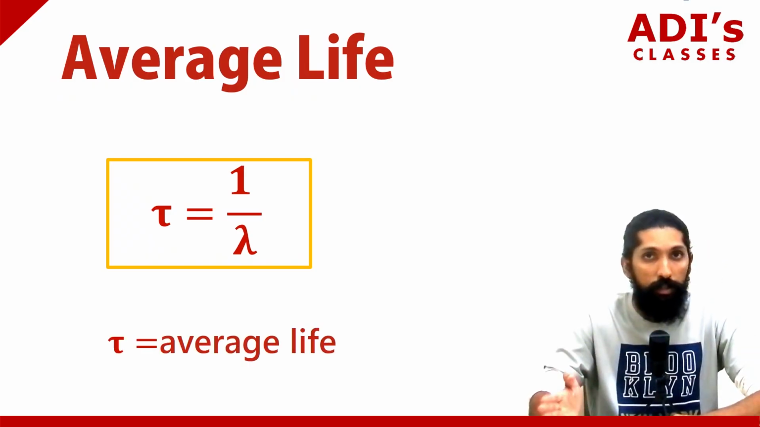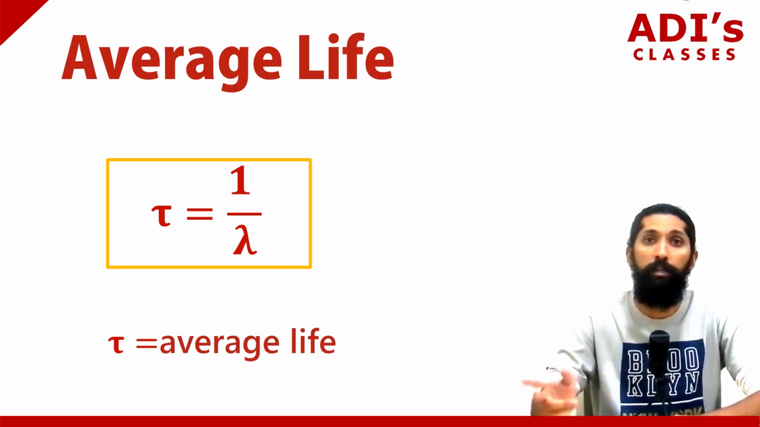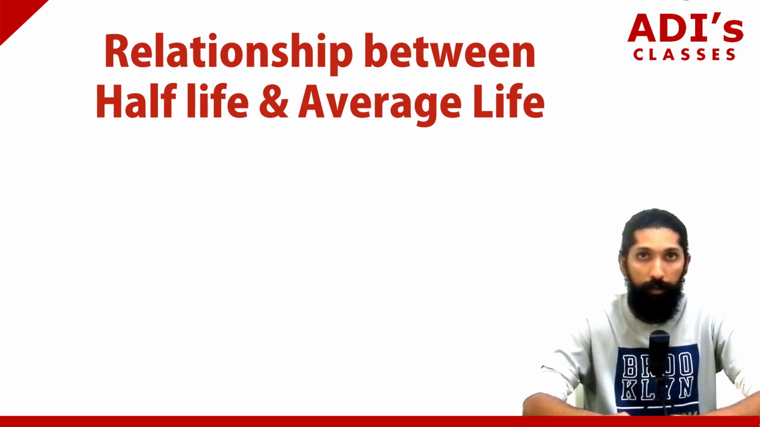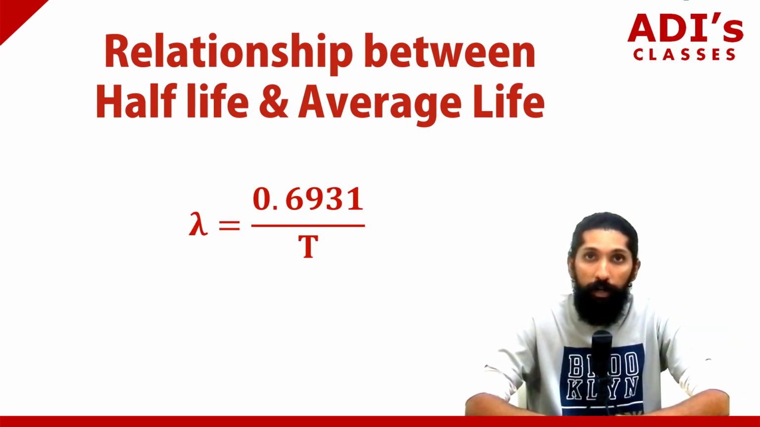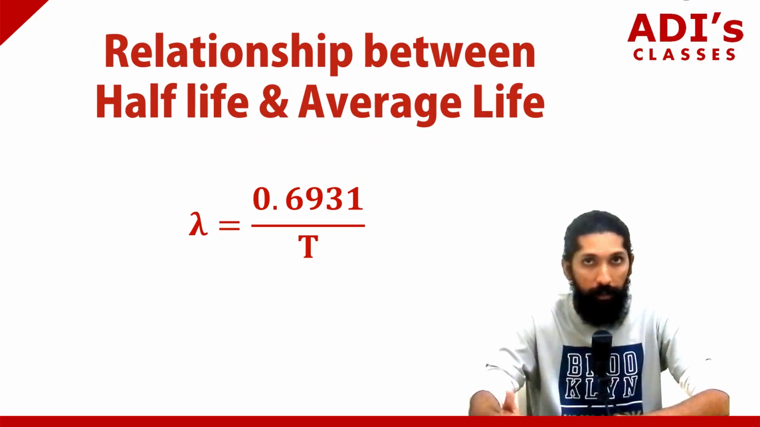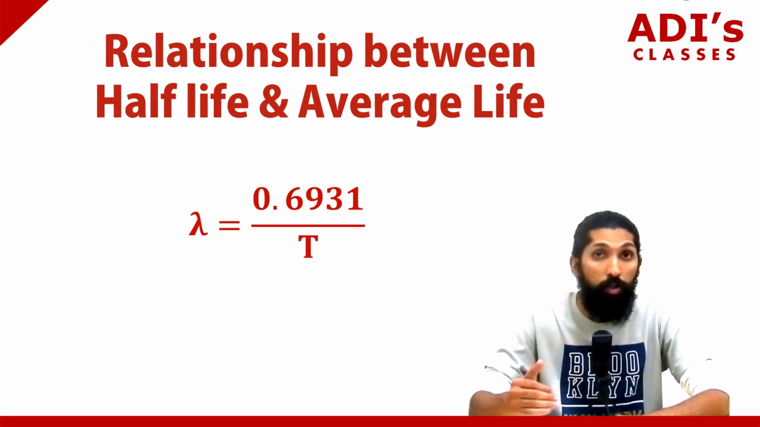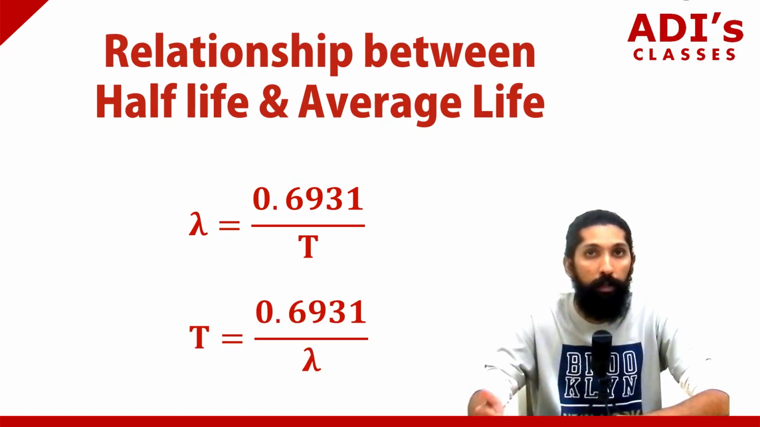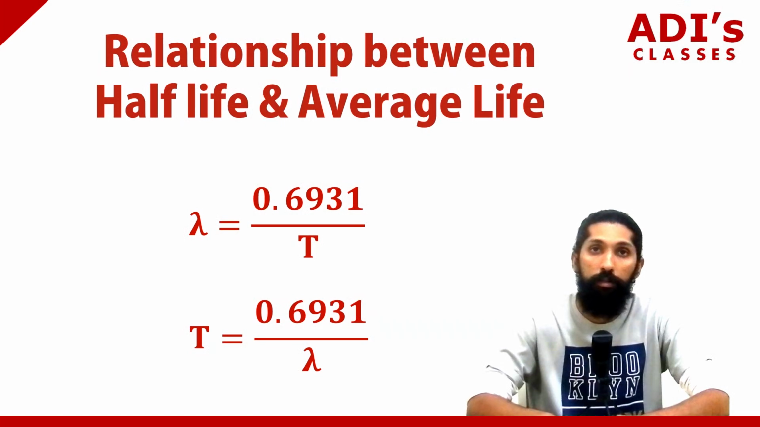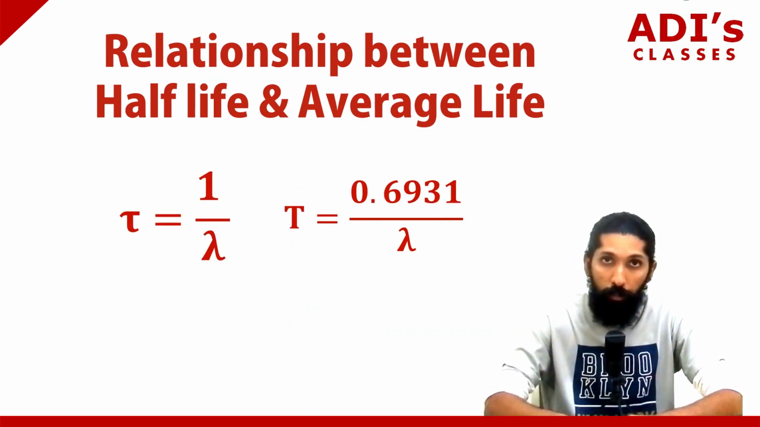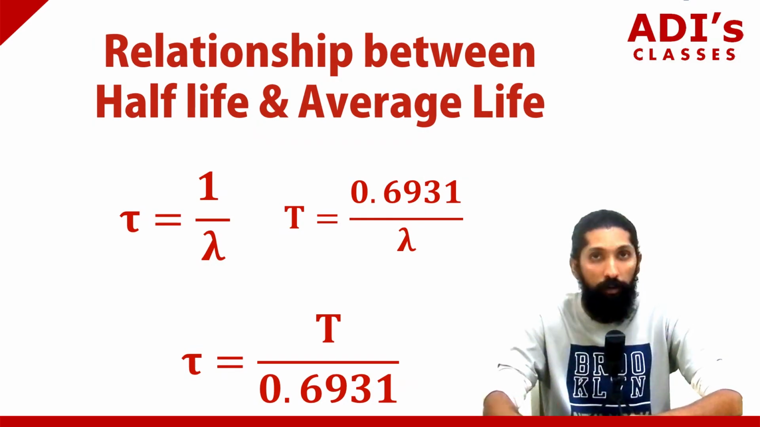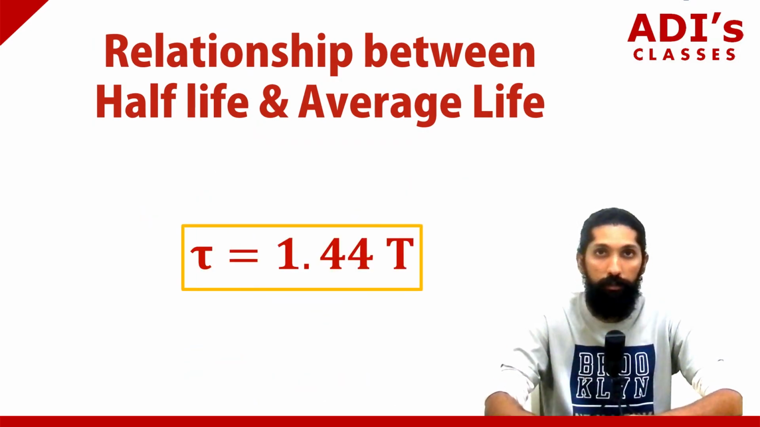Now that you understand what is half-life and average life, let's try to find a relation between these two. We know that lambda is equal to 0.693 divided by T. Correct? Reciprocate, because 1 by lambda is tau. So tau is equal to T divided by 0.693, or tau is equal to 1.44 T. The average life is 1.44 times the half-life for a radioactive substance.